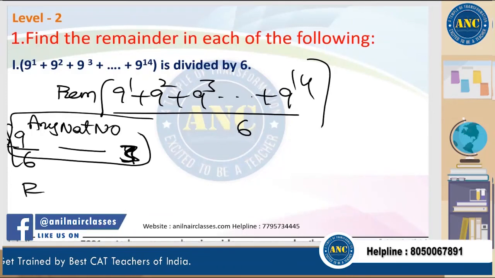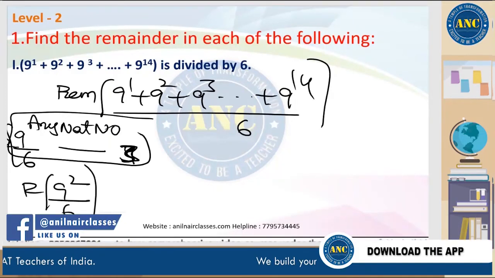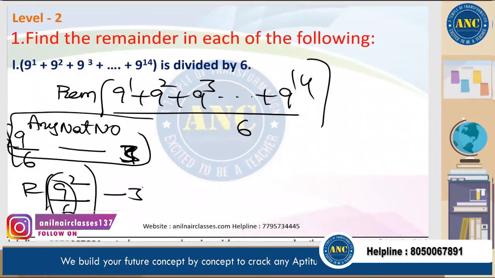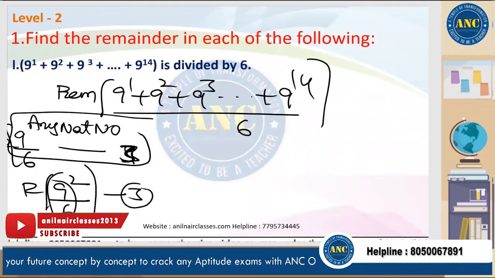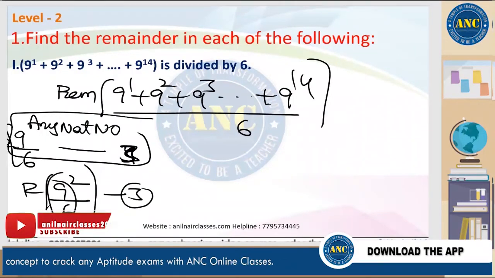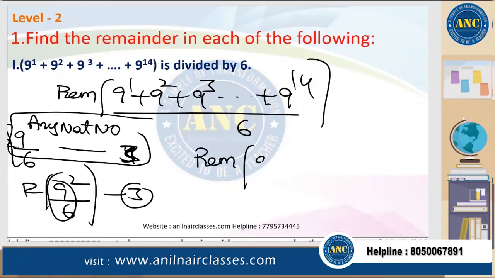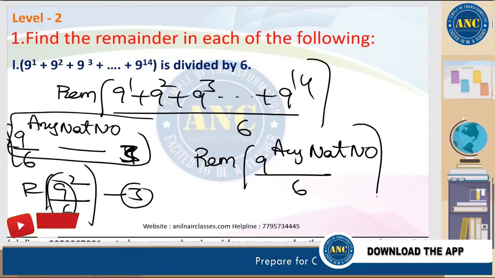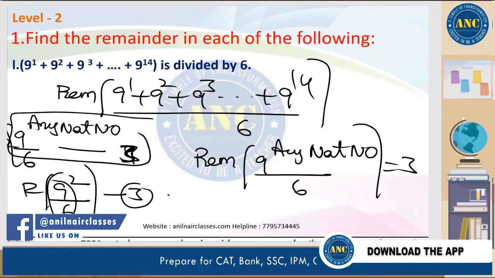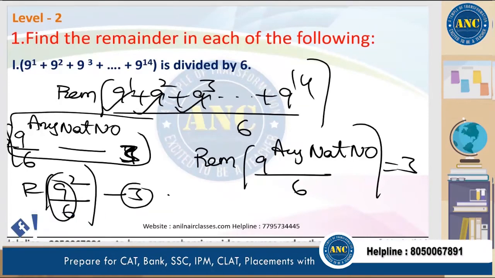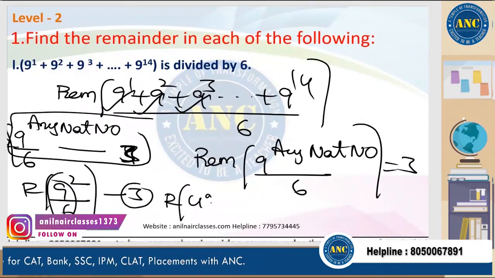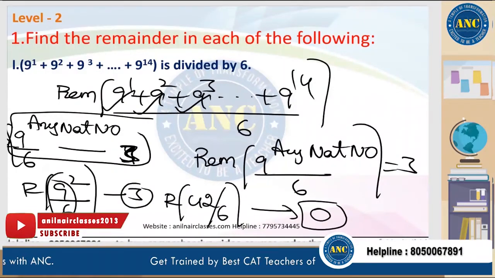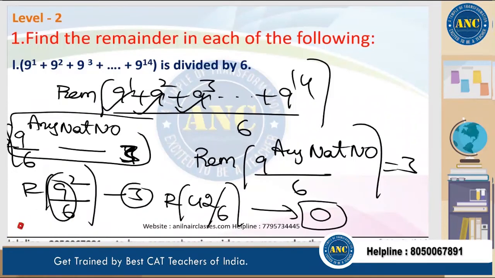9 square divided by 6. 6 ones are 6, remainder 3. 3 square divided by 9. 9 divided by 6 is 3. So remember, 9 power any natural number when divided by 6, remainder is 3. So first time 3, 3, 3, from 1 to 14. 3 14s are 42. 42 divided by 6, 6 7s are 42. Remainder 0. I hope it is clear.